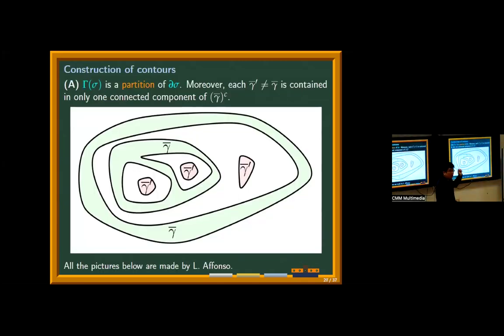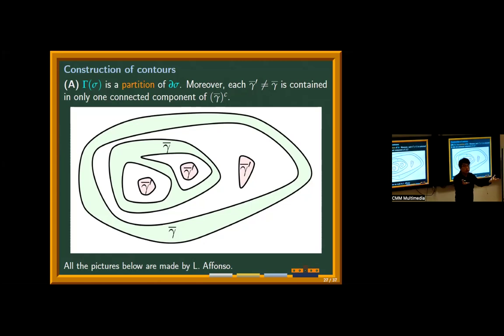Here is a picture where the condition A is false. Let me give a spoiler: this is a case when A is false. Remember, the set of contours is a partition of the boundary. And moreover, let's complete reading the condition A.